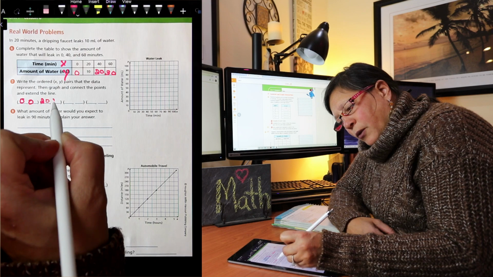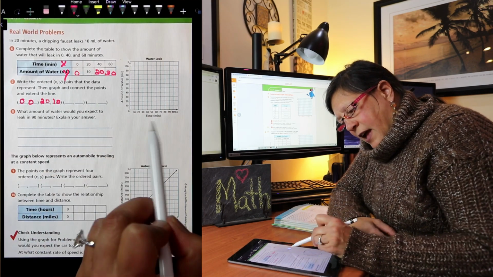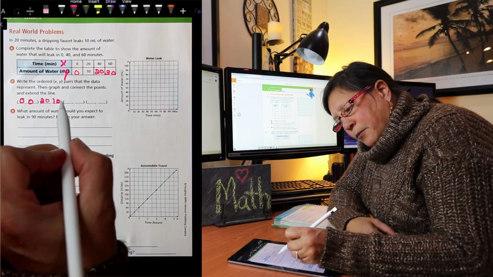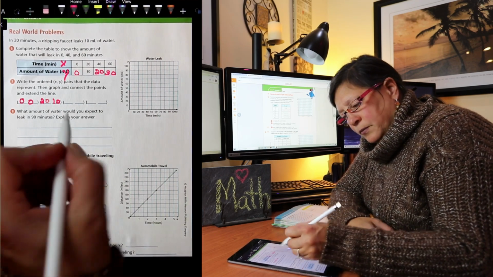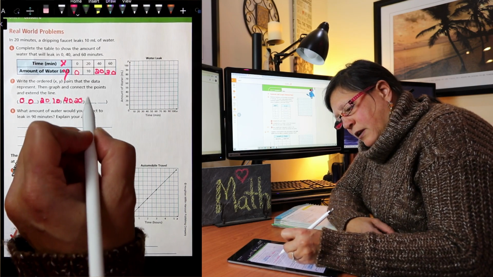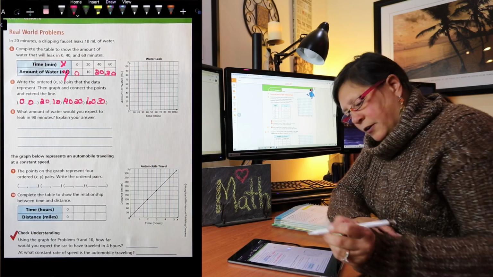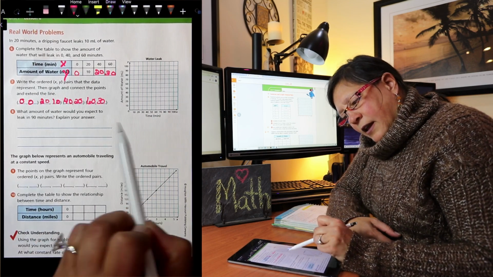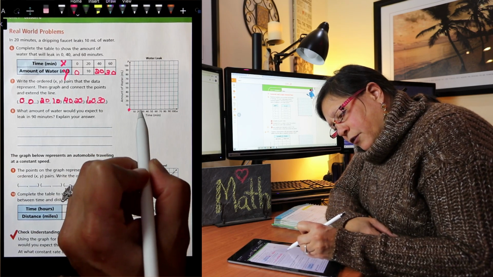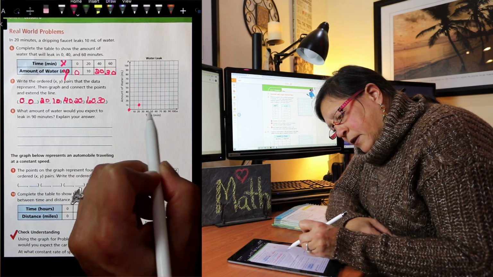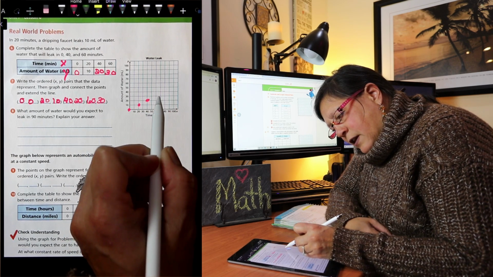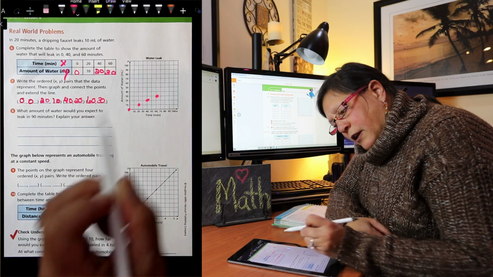Which one comes first? 20, 10, because the time is here and your Y is here. So you have to make sure you do them in the correct order, even though that number is larger. 40, 20, and 60, 30. And then we're going to go ahead and graph it. So 0, 0, over 20 up to 10, 40, 20, over 60 up to 30.